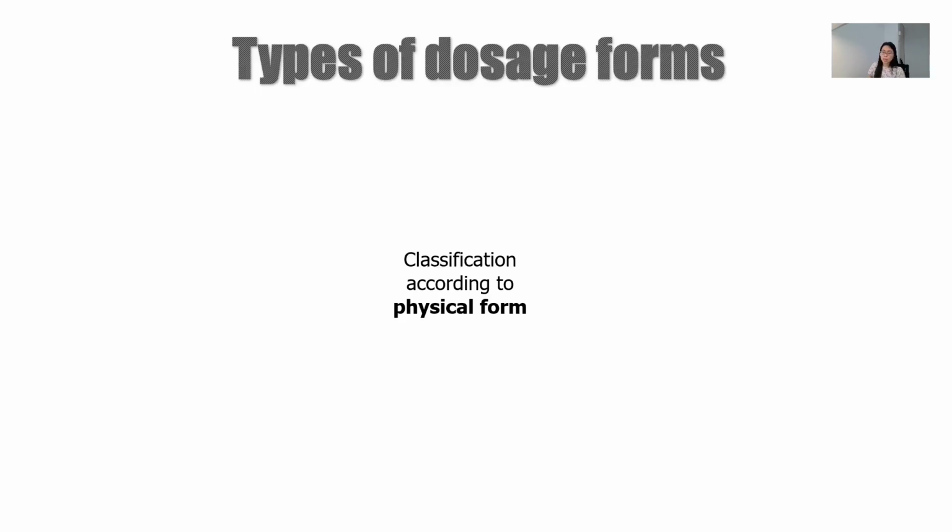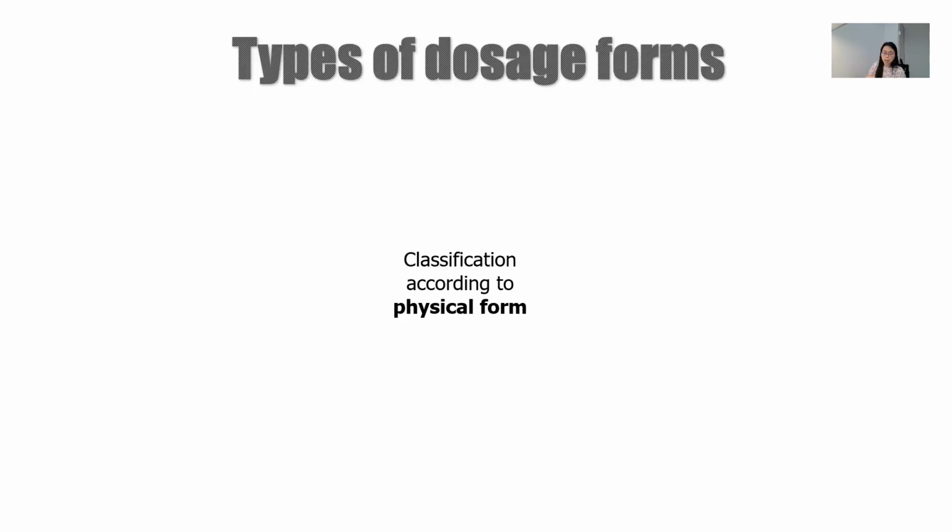There are many ways on how we can classify dosage forms. One of the ways that we use in this program is to classify dosage forms according to physical form, the physical appearance of the dosage forms. There are also other ways, for example, on how we administer the dosage form. Is it by oral? Is it by parenteral, meaning by injections? Is it by inhalations? So we can classify according to the route of administration.